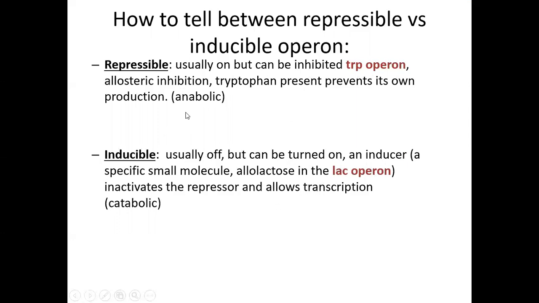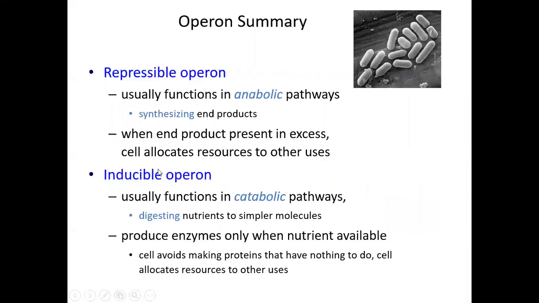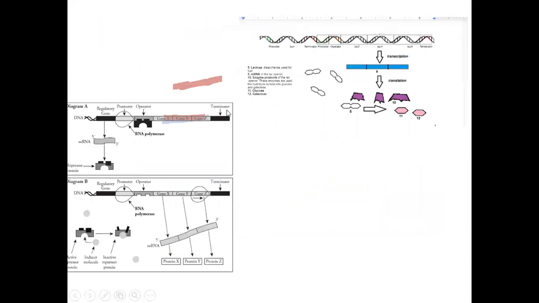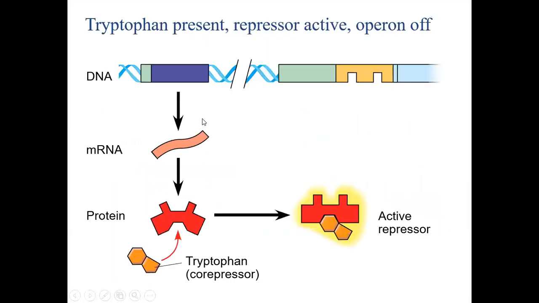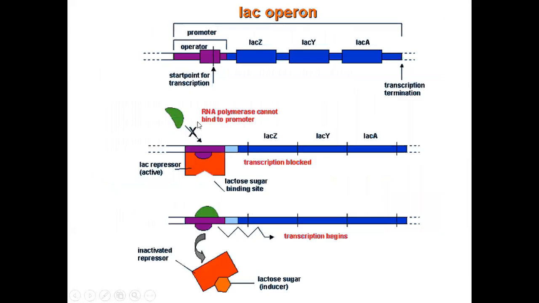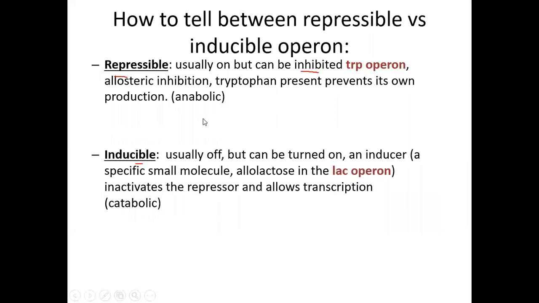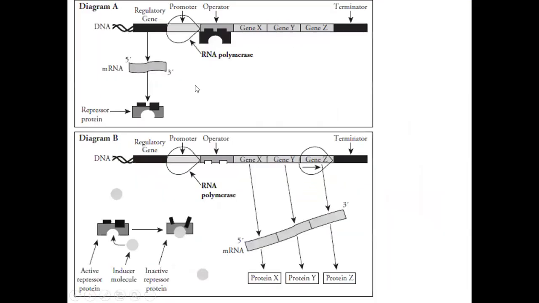So typically if it's anabolic, if you're building something like tryptophan, anabolic pathways usually have repressible operons, and inducible ones usually have catabolic ones, okay? So your biggest challenge is going to be, can you identify inducible versus repressible operon? So let's do a quick overview, and this one's from your POGIL. I like it a lot.